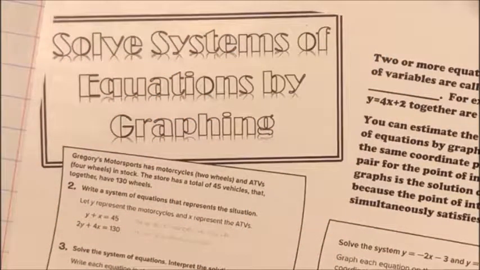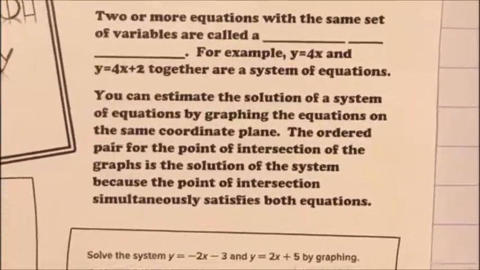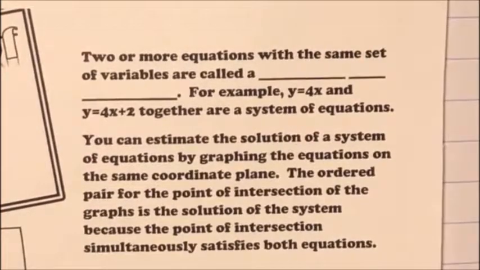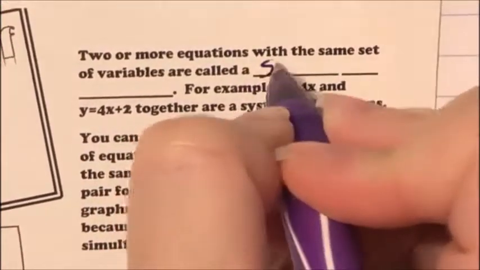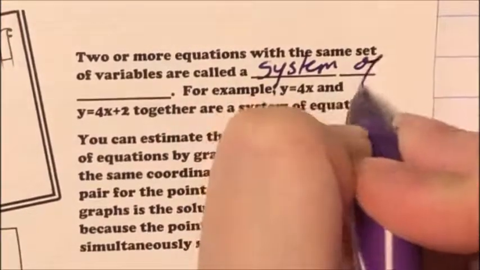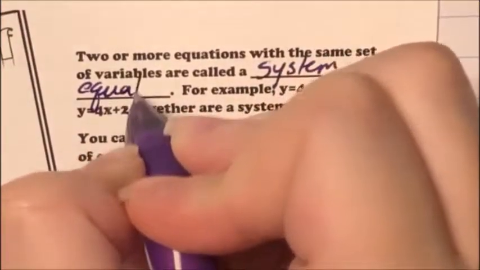This is Chapter 3, Lesson 7, Solve Systems of Equations by Graphing. Two or more equations with the same set of variables are called a blank, blank, blank. For example, y equals 4x and y equals 4x plus 2 together are a system of equations. In those three blanks, you're going to write system of equations.